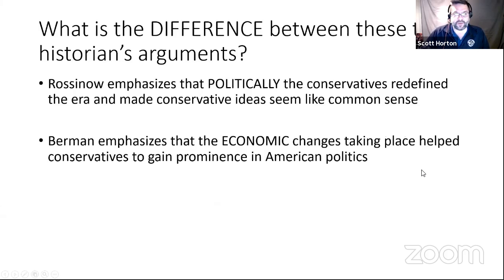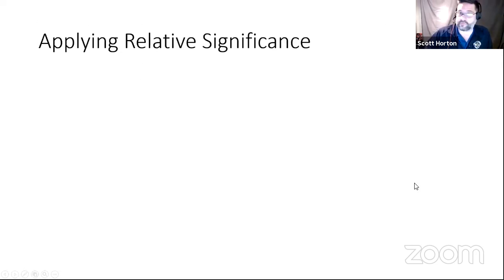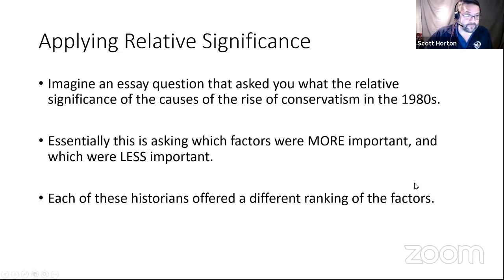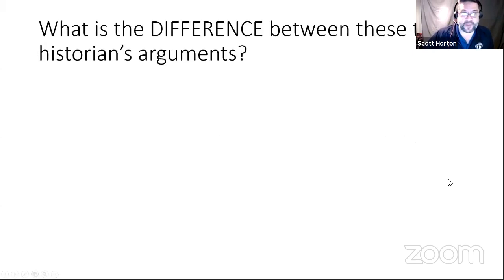So just to go back here, Rossinow is not emphasizing economic changes while Berman is emphasizing those. These two would have very different approaches to that question, but both are historically defensible, and both could write a good essay for our exam if they needed to do that. Again, thinking about that relative significance between the two things here, kind of tying back to what we started the day with a little bit.